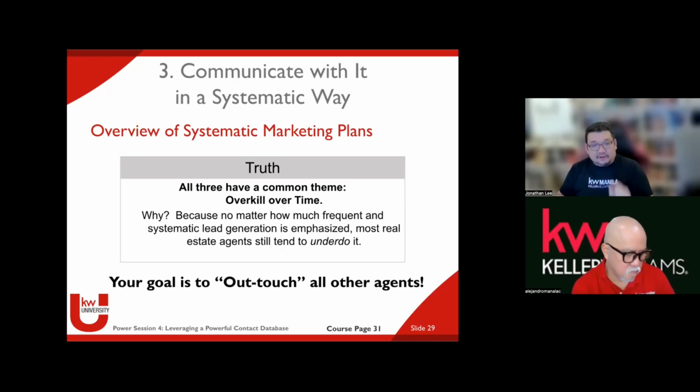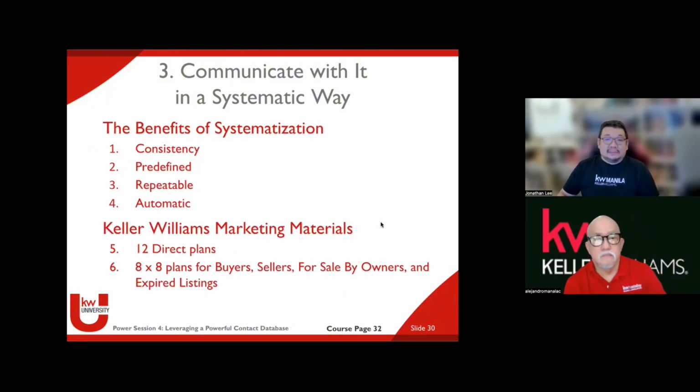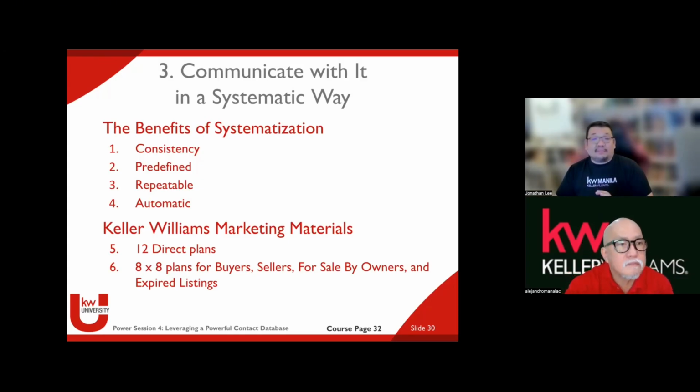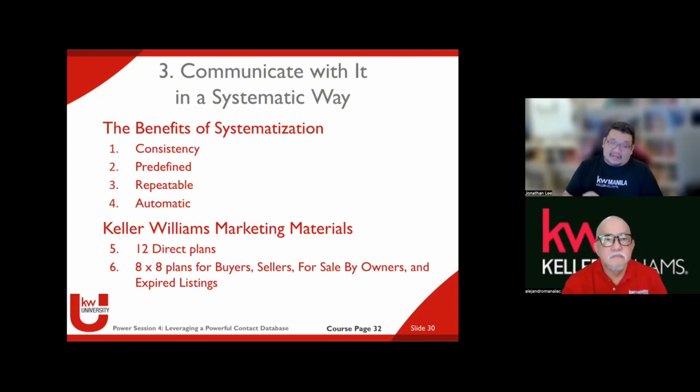The research showed that successful agents outtouch all other agents. That's what they do. They outtouch them. The benefit of systemization is consistency, is predefined, is repeatable, is automatic. So if you go into our system, you can create smart plans automatically on our system. It's automatic. The goal is to be consistent. It's not to be perfect.